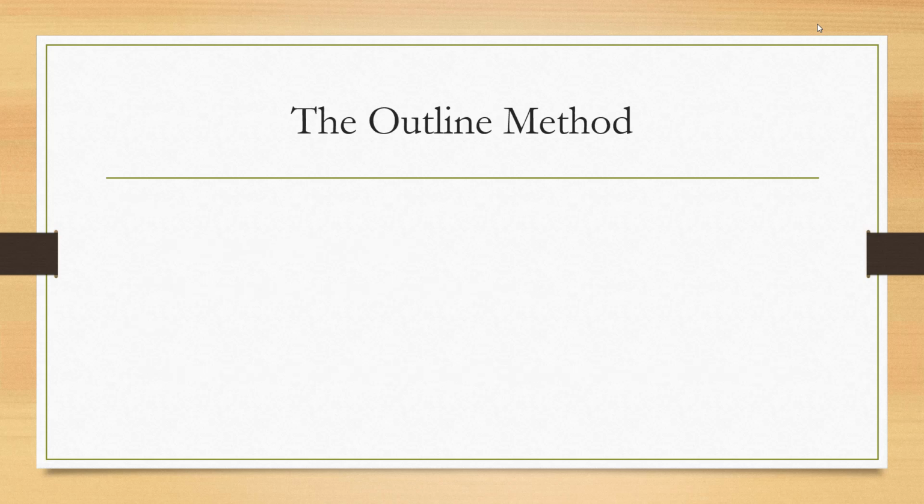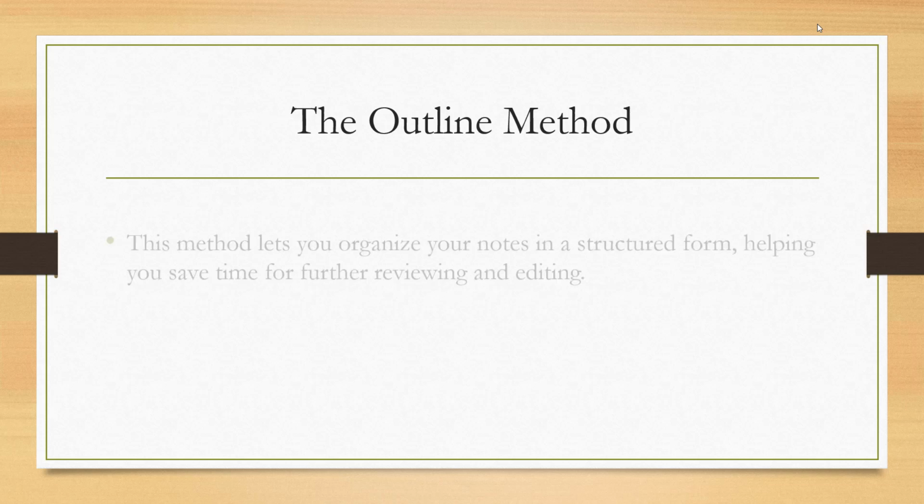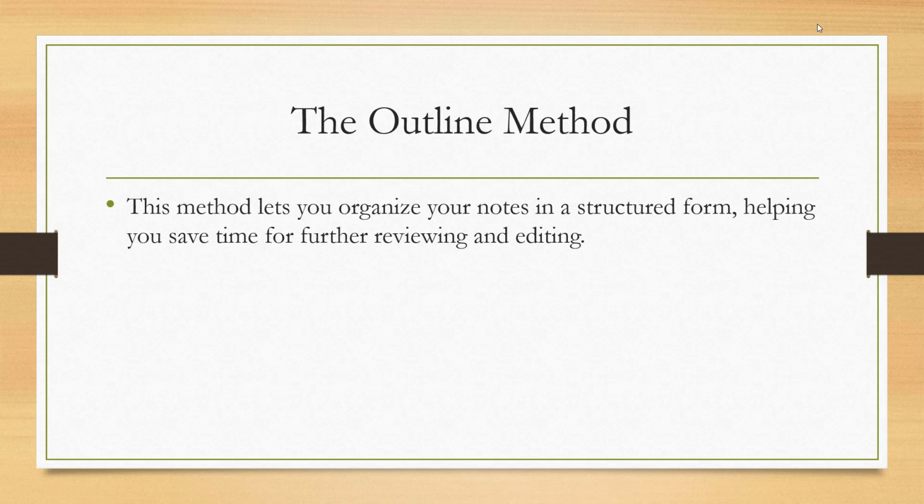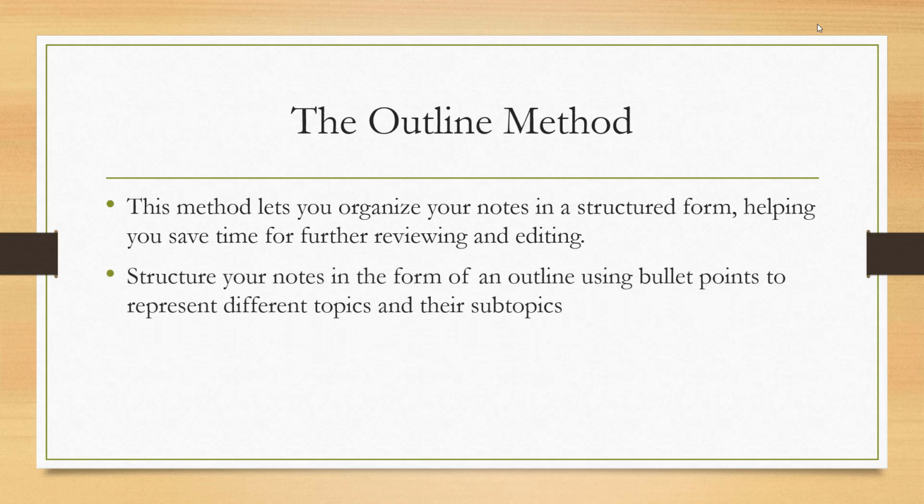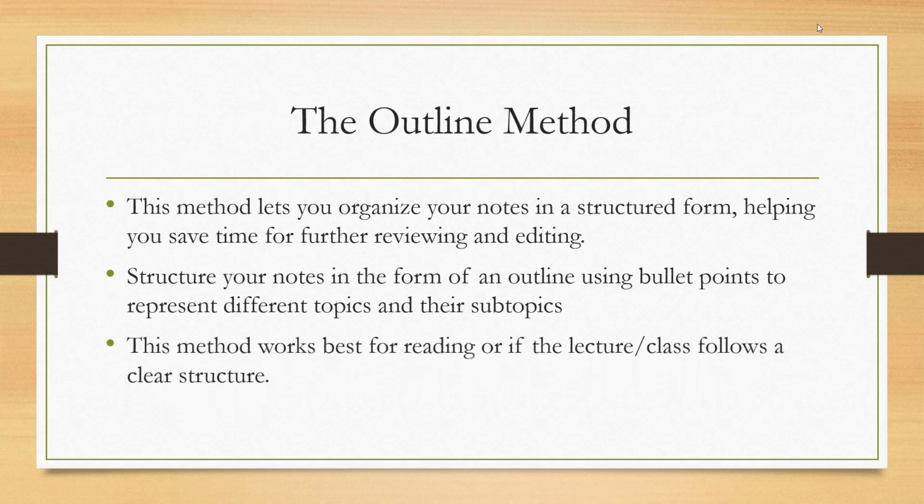The next method is the outline method, which you're probably familiar with if you've had a writing class. This method lets you organize your notes in a structured form, helping you save time for further reviewing and editing. Structure your notes in the form of an outline using bullet points to represent different topics and their subtopics. And this method works best for reading or if the lecture or class follows a clear structure.